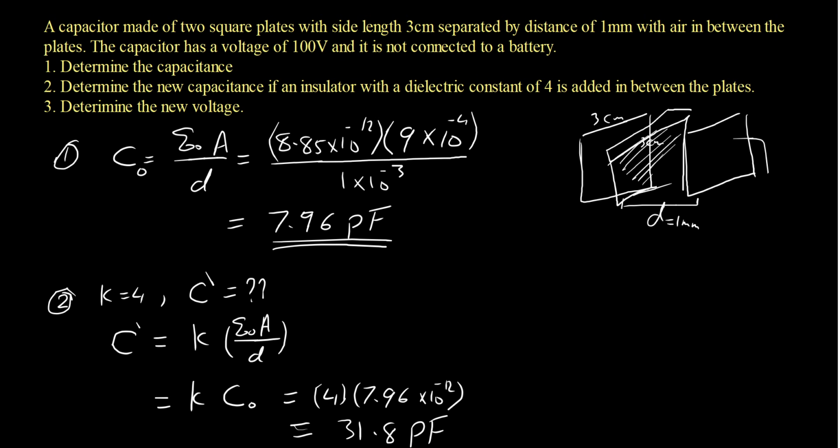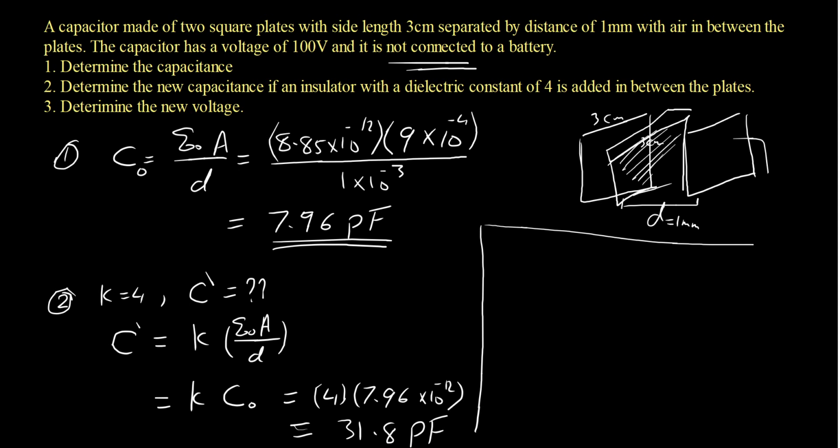Okay, now the third part of this example, I can answer it here. It's saying determine the new voltage. Now the key of this one is that this capacitor is no longer connected with our battery, so the amount of charge will remain the same. So what I can do is derive the formula to solve this problem.